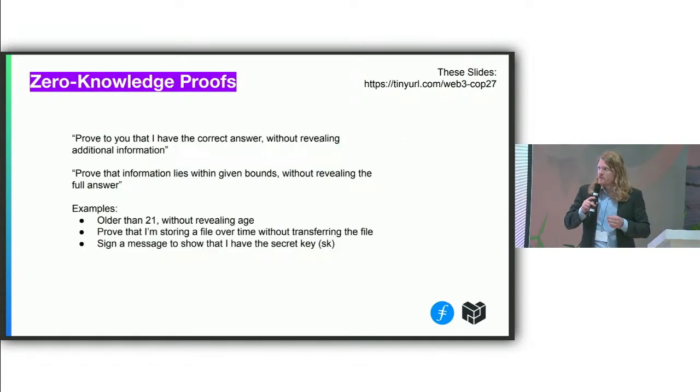So zero-knowledge proofs allow you to prove that I have the correct answer without revealing additional information. Another thing this cryptographic construct lets you do is prove that information lies within given bounds without revealing the full answer, right? So cryptographically, an example of this would be: could I prove to you that I'm above a certain age without telling you what my age is, right?